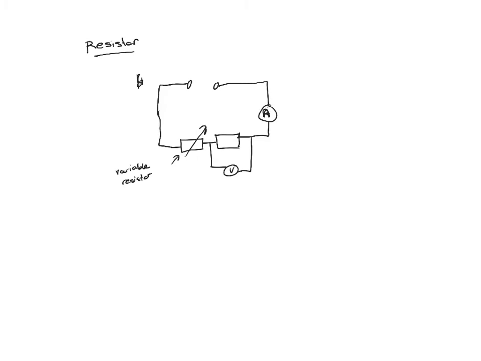If we record the results for this, we will get a graph of IV that looks like this. So a straight line going through the origin. Now this shows that the current doubles as potential difference doubles, and basically it just shows direct proportionality between current and potential difference.